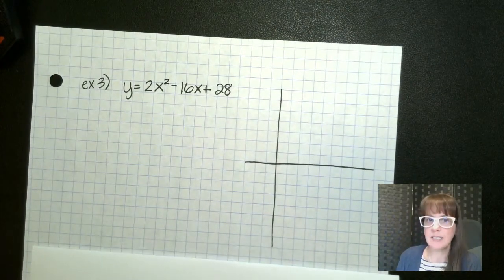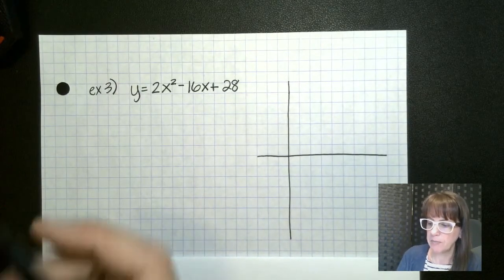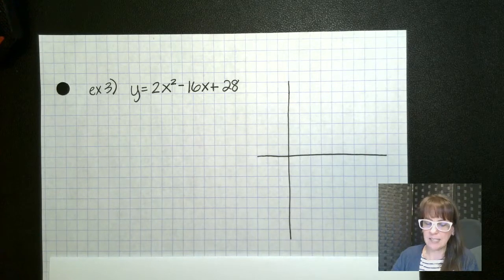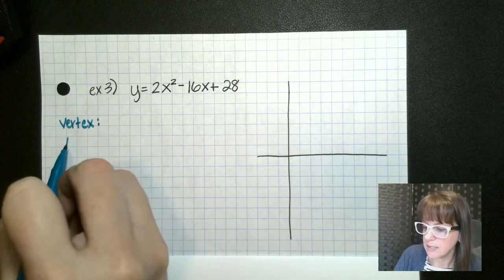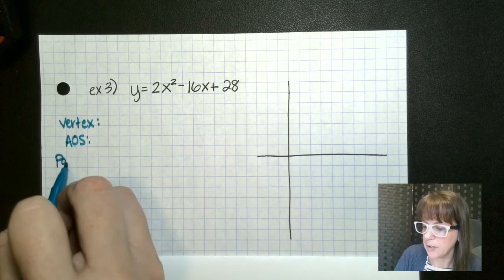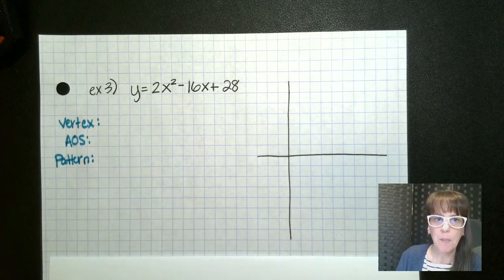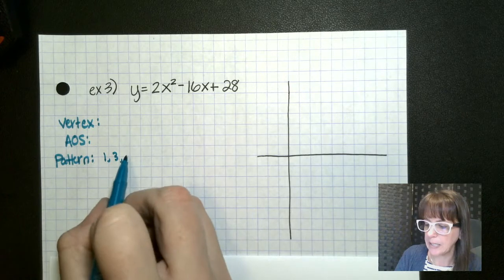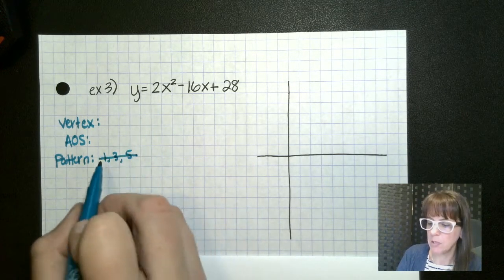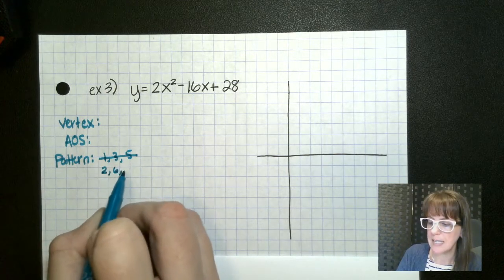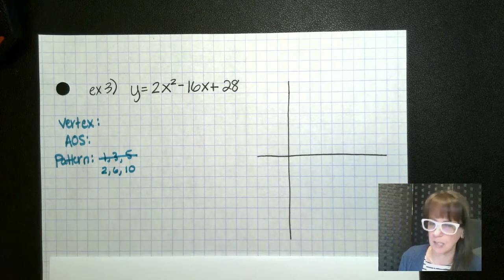We have y equals 2x squared minus 16x plus 28. So the first thing we want to do, again, is find our vertex, our axis of symmetry, and our pattern. Now, our pattern in this case, and this time we know it's opening up because it's positive, but our normal pattern is 1, 3, 5. And this time we have an a of 2, so we take our pattern and we multiply it by that, so we get 2, 6, and 10 for our new pattern. 2, 6, and 10. Really, we're just going to use the 2 and 6, but that's fine.